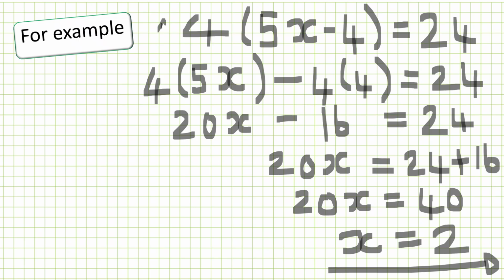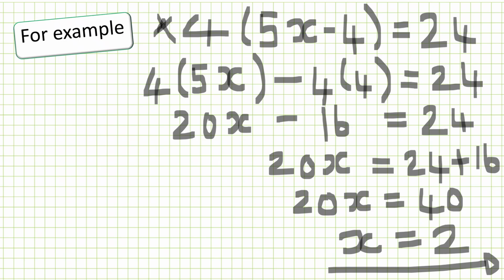There we have an example. 4 multiplied by, in brackets, 5x minus 4, close your brackets, is equal to 24. Now what we need to do is use the distributive law to remove these brackets. Now how we do that is we multiply the 4 by each term inside the brackets. So 4 multiplied by 5x minus 4 multiplied by the 4 is equal to 24.